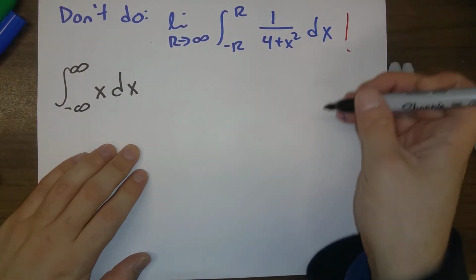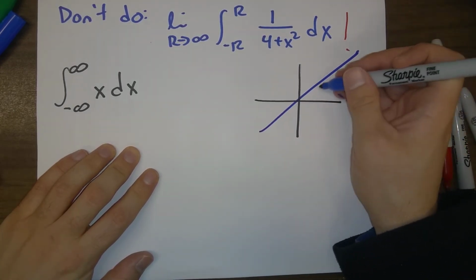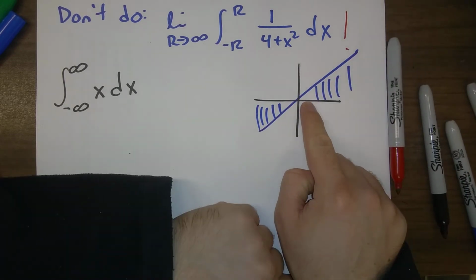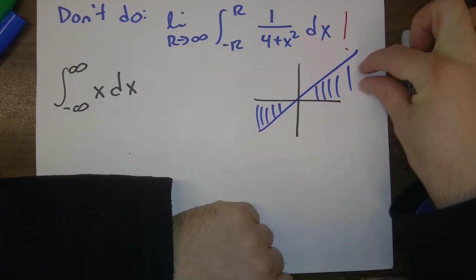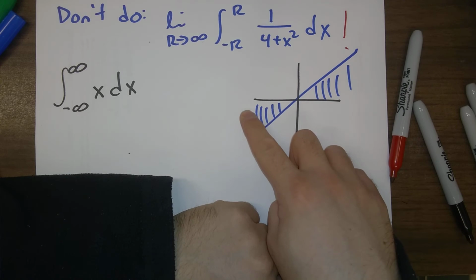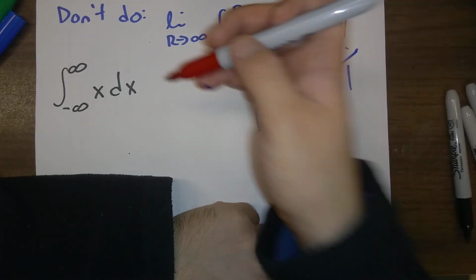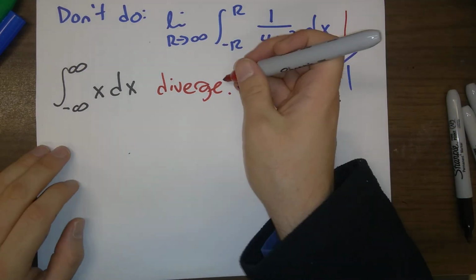And so if we sketch out what's going on here, we really see that this integral should diverge. The integral over here on the positive side is going off to positive infinity. The integral over here on the left is going off to negative infinity. We want to say that this should diverge. Diverges.